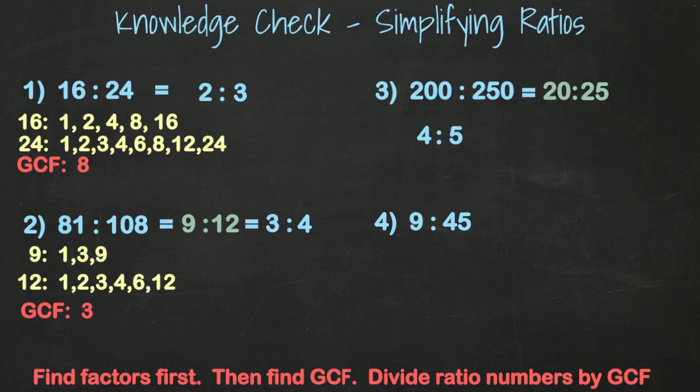Last example, simplify 9 to 45. This is an example where I don't even want to waste my time finding factors because I know that 9 is a factor of both 9 and 45. So 9 divided by 9 is 1, and 45 divided by 9 is 5. 9 to 45 in its simplest form is 1 to 5.